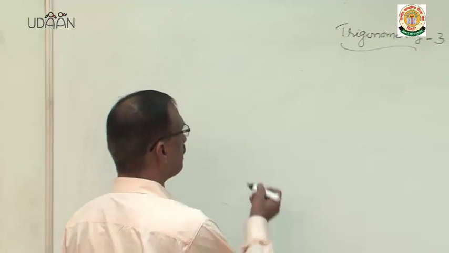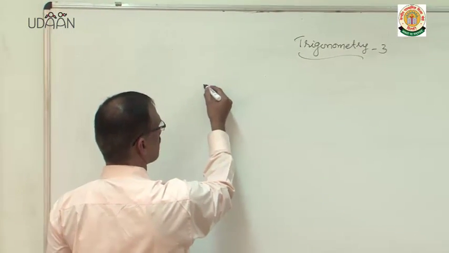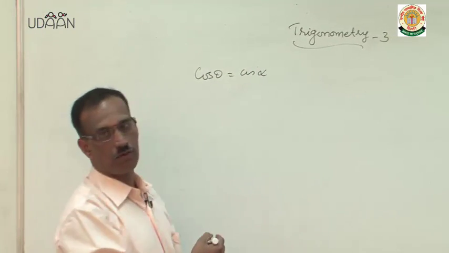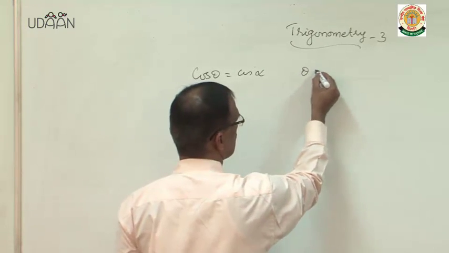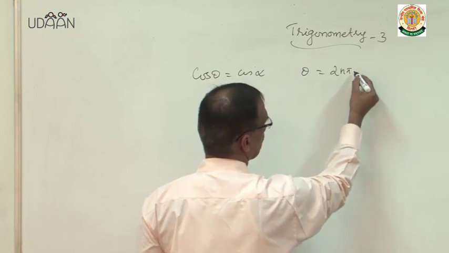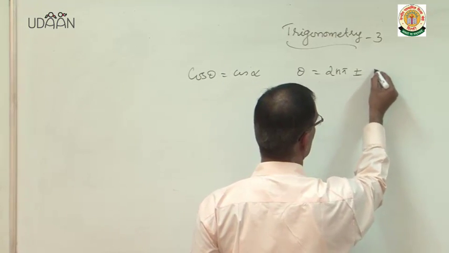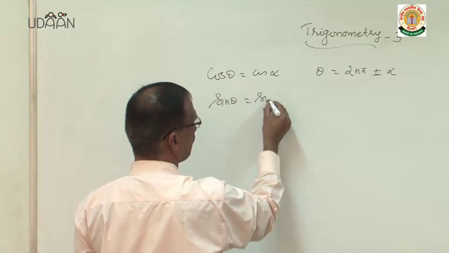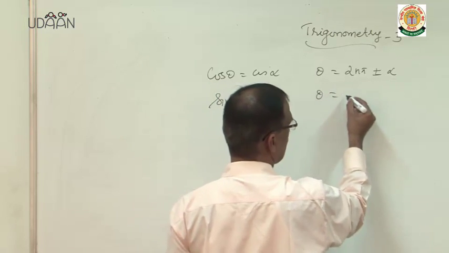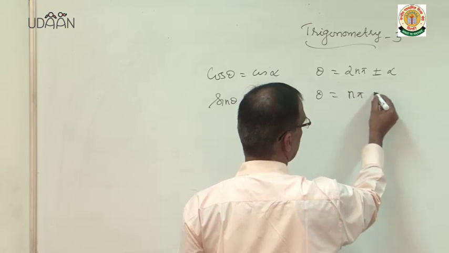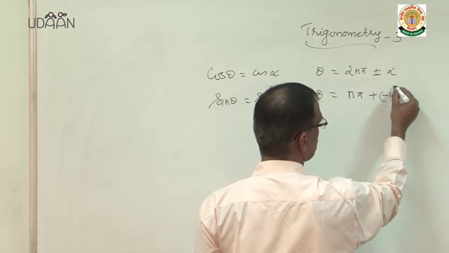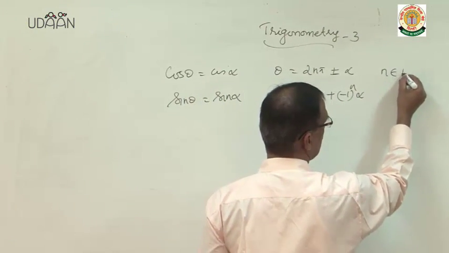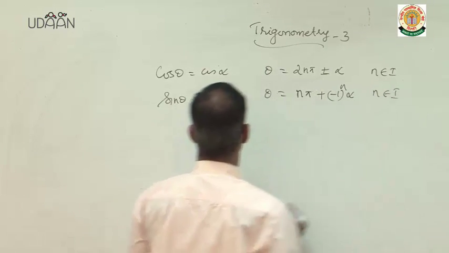So, let us recollect the formulas which you have learnt in your classes. We know that if cos theta equals cos alpha, then theta equals 2n pi plus or minus alpha, and if sin theta equals sin alpha, you will get theta equals n pi plus minus 1 power n into alpha. In all cases, n belongs to integers.